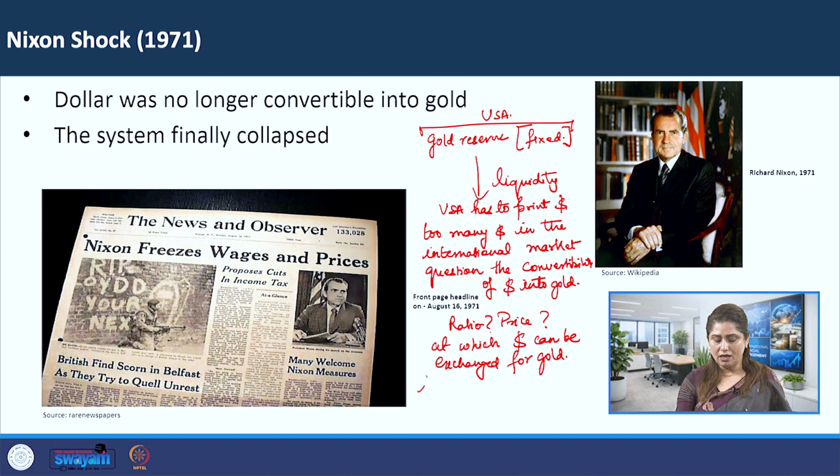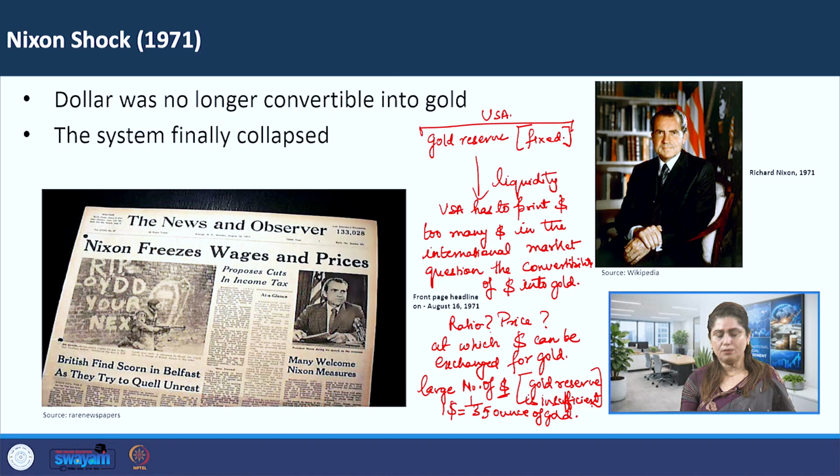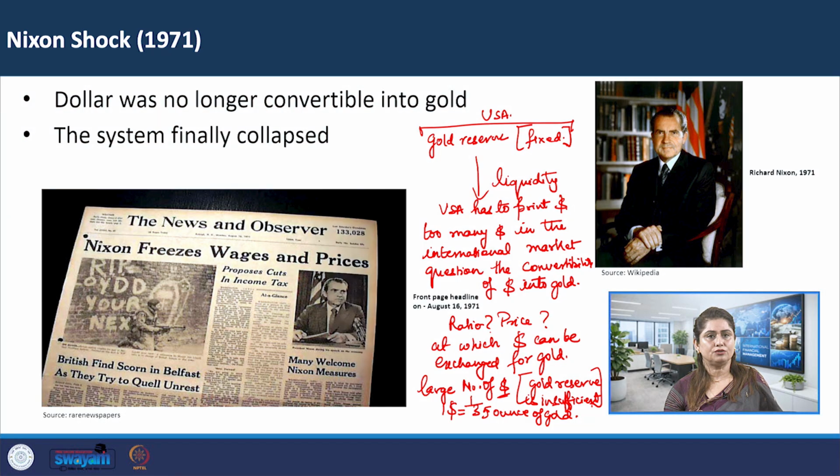Obviously, when there is a large number of dollars, the gold reserve is insufficient to convert the dollars at the price of $1 equal to 1/35 ounce of gold. Now, this is the problem. It did not have that much gold reserve, and the dollar was no longer convertible into gold.